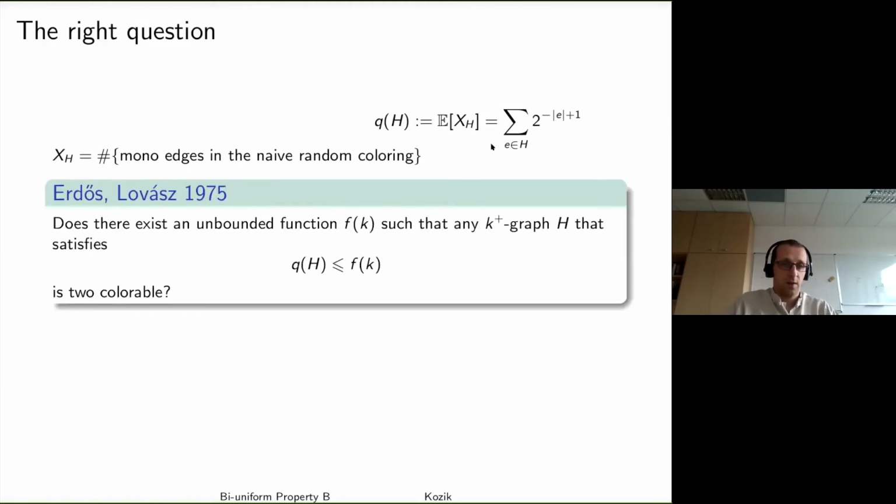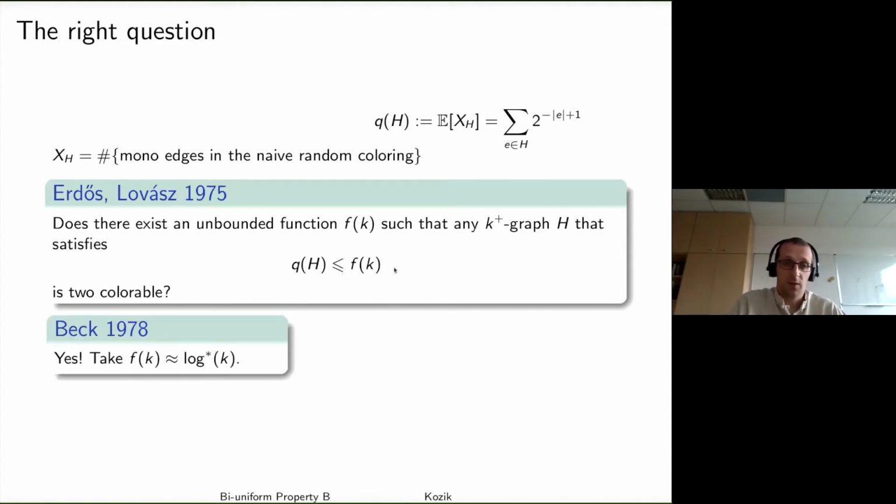And Erdős and Lovász, in the paper from 75, asked the following question. We're considering k+ graphs, and we want to have a function such that whenever the expected number of monochromatic edges is bounded by this function, then the hypergraph is two-colorable. Clearly, it is true for a constant function like 1. But the question was, how large a function can you take? Or, in the first approximation, can the function be unbounded?